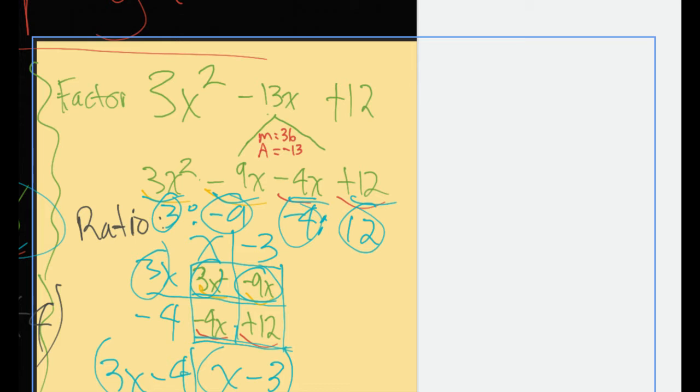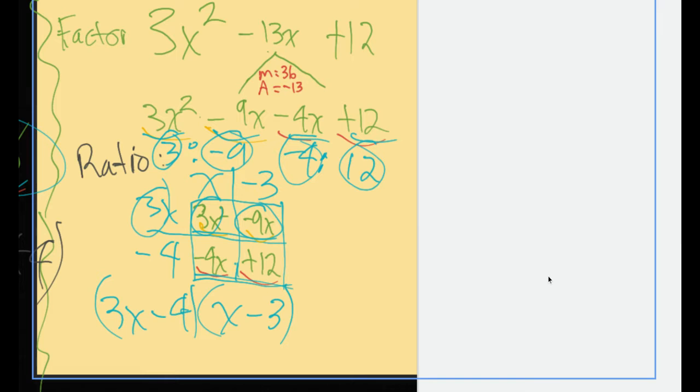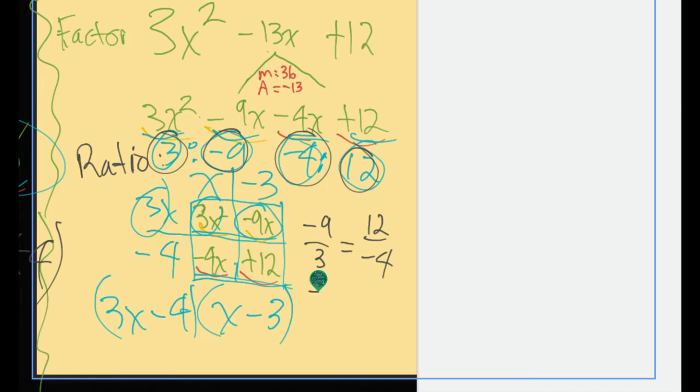Well, let's write it as a fraction and see if it is. So what I would end up getting is, and it's a lot better actually if we divide the top by the bottom. So I'd go negative 9, sorry, the bigger number by the smaller number. Negative 9 divided by 3, is that equal to 12 divided by negative 4? Well, for sure it is. Negative 3 equals negative 3. Okay, so if the ratios are the same, so 3 to negative 9 is the exact same thing as negative 4 to 12, that means I can use factoring by grouping.